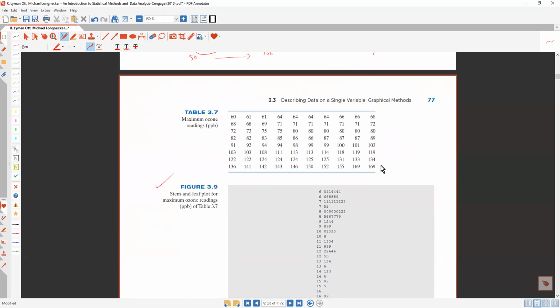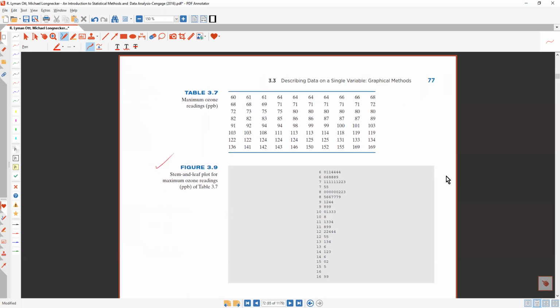Okay, stem and leaf plots are for describing data, and they generally work like this. Let's look at this raw data. Well, there's a score of 60, there's a score of 61, 61, 64, and these are ozone readings. So imagine we want to plot this data. We can use what's called the stem and leaf plot. So how does the stem and leaf plot work? Well, you can figure out how it works.